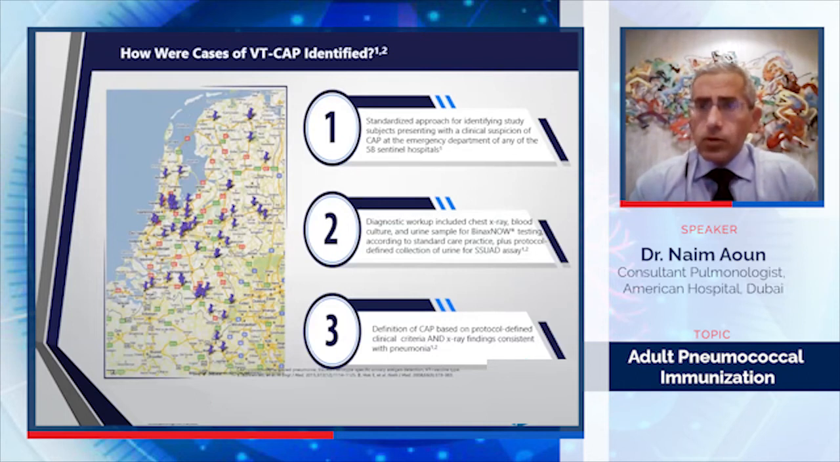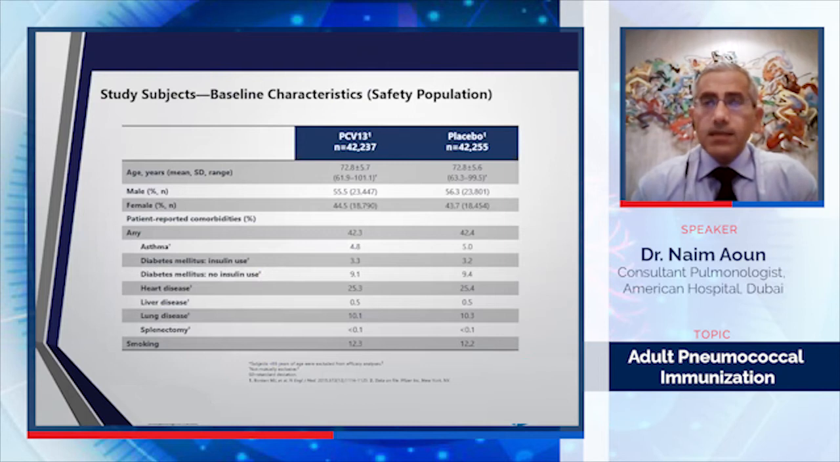They used a standardized approach for identifying study subjects, presenting with clinical suspicion of community-acquired pneumonia at the emergency department or the other 58 sentinel hospitals. They did a diagnostic workup, including chest X-ray, blood culture, and urine sample. Then they defined community-acquired pneumonia, whether they had it or not, based on protocol-defined clinical criteria and X-ray findings consistent with pneumonia. So we are looking here at how they defined pneumonia in patients they suspected had it.